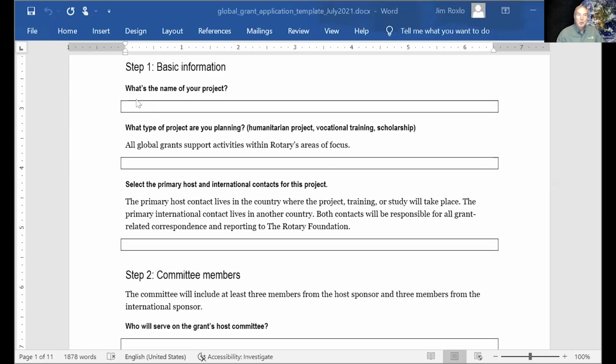Okay, so we said basic information was one of the ones you could do. What type of project? You just put in humanitarian there. Primary host and international contacts. That might be you and your friend in this other country. You're going to be the primary contact for the grant, for the project. And then if you've got committee members, you can go ahead and put them down.